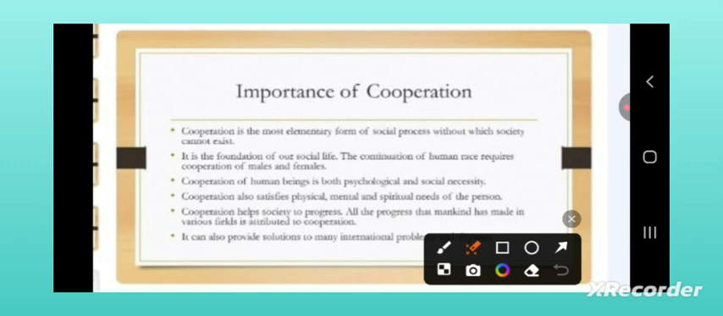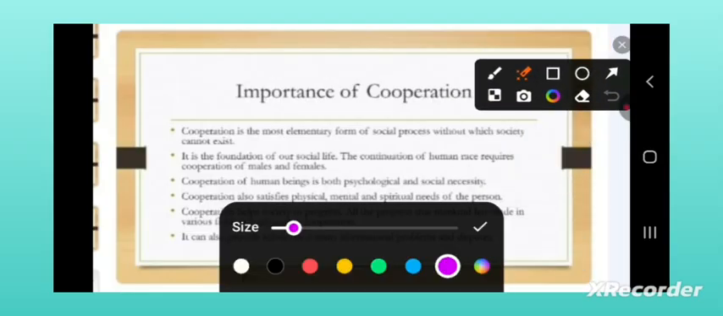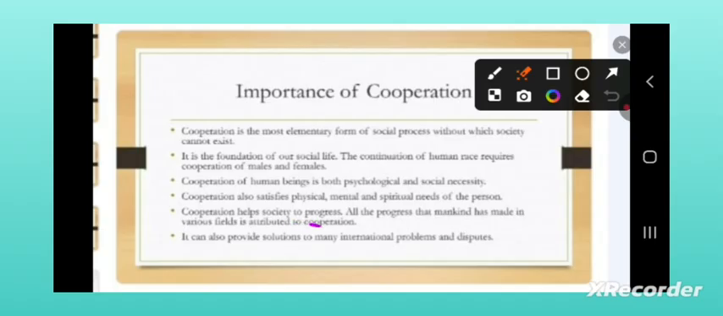Cooperation also satisfies the physical, mental and spiritual needs of the person. Cooperation facilitates and is essential to all the progress that mankind has made in various fields, science, technology, culture, etc. It can also provide solutions to many international problems and disputes by promoting mutual understanding and joint action.